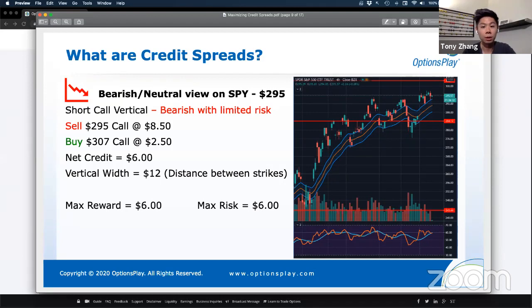Please explain break even on a credit spread. It's the same as any other strategy. Your break even in this particular case is $295 plus $6, so your break even here is $301. So $295 plus the $6 credit, that's your break even price. How much cash is tied into that strategy? I think I just answered that.